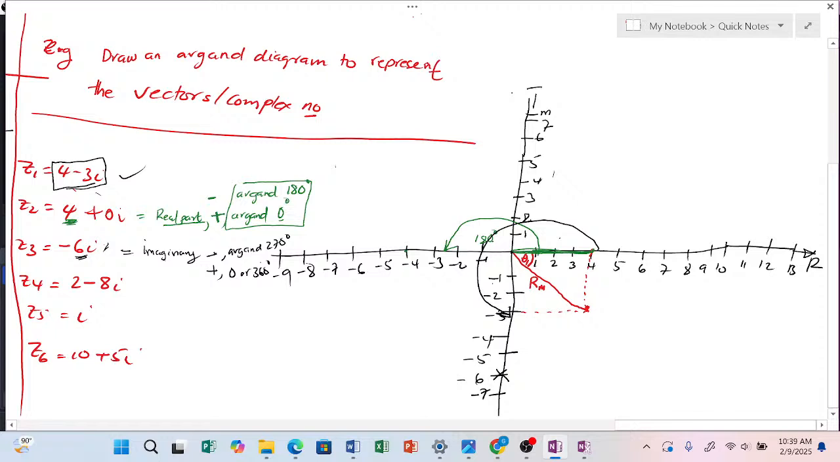Oh, sorry. I think it's supposed to be 90, not 0. Forgive me. Let me erase it. It's 90 rather, because if it is positive, it will be here, and that will be from here to here. So that is 90 degrees, right?